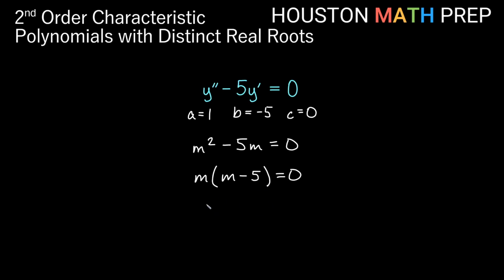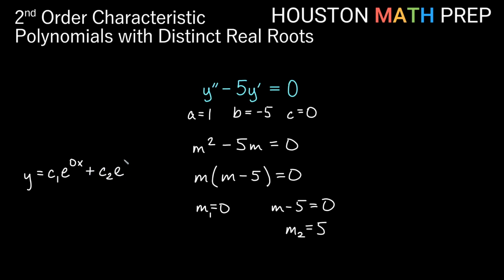Setting each of those factors equal to 0, the first one solves itself. We just get m equals 0. The second one, m minus 5 equals 0. We'll have to actually add 5. So here our m1 is 0. This one, when we add 5 to both sides, we'll get that m2 is equal to 5. So with 0 and 5 as our solutions, think about what that would say. That would say y equals c1 e to the 0x plus c2 e to the 5x.